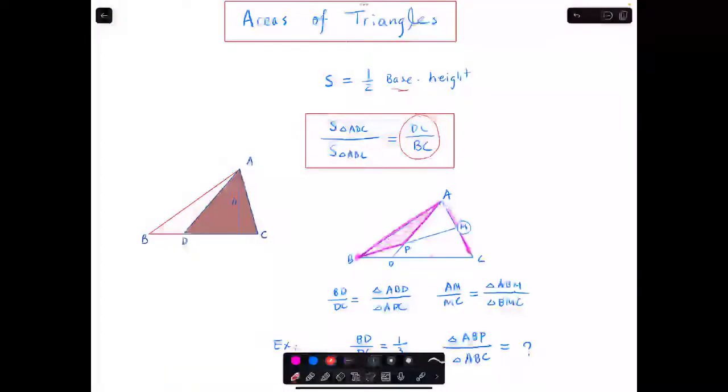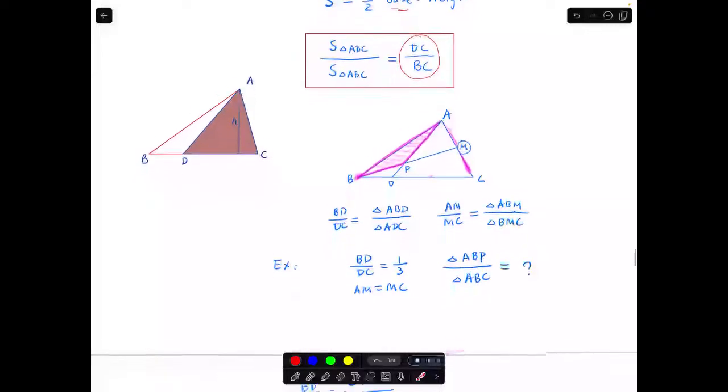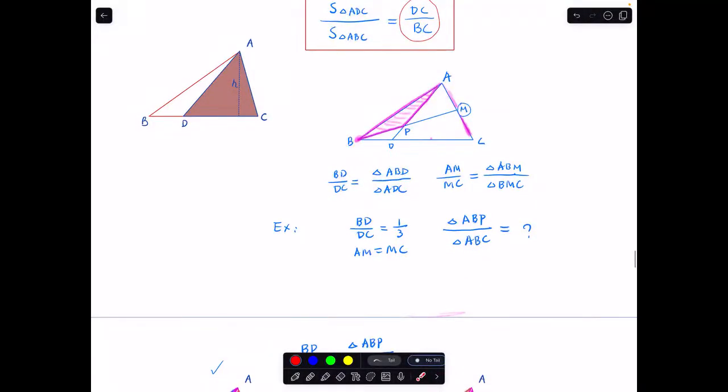Now notice that they share the same height. So in the formula here, the height and the constant would cancel in this ratio. So this is a very useful fact. Now we sometimes use a different form of this.